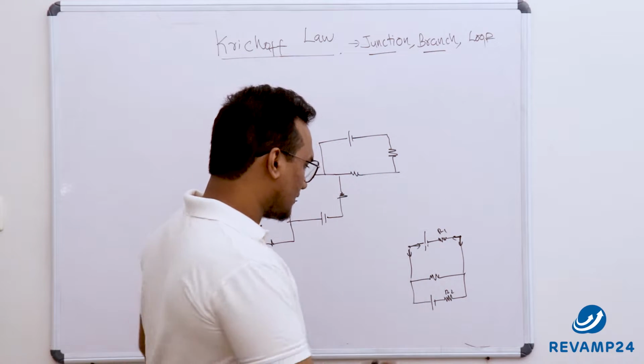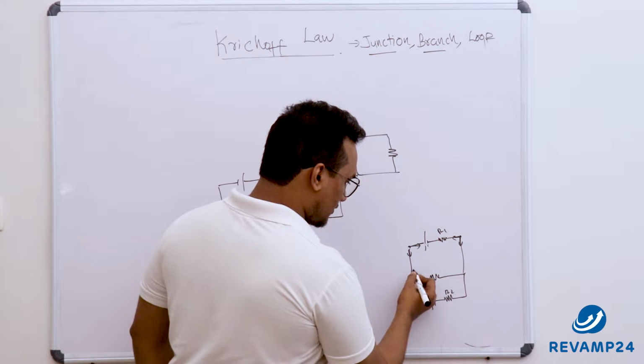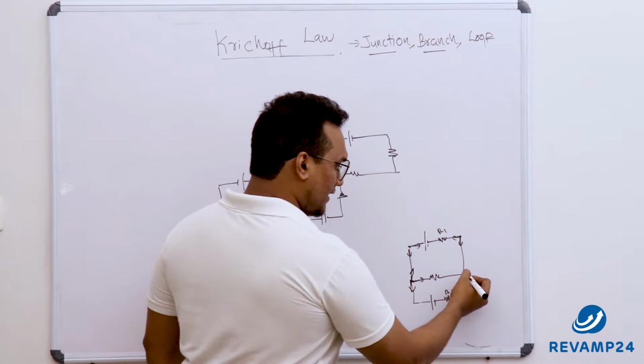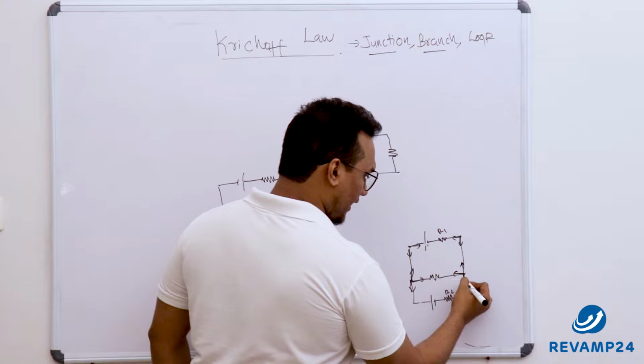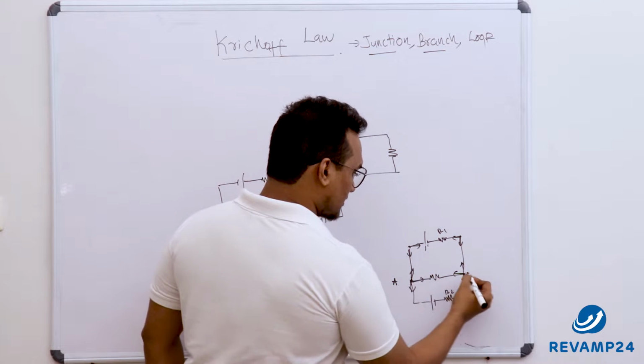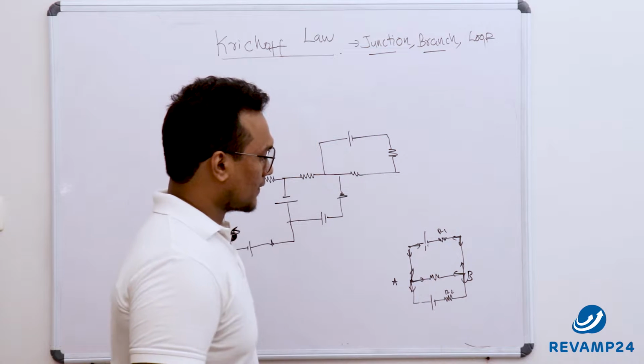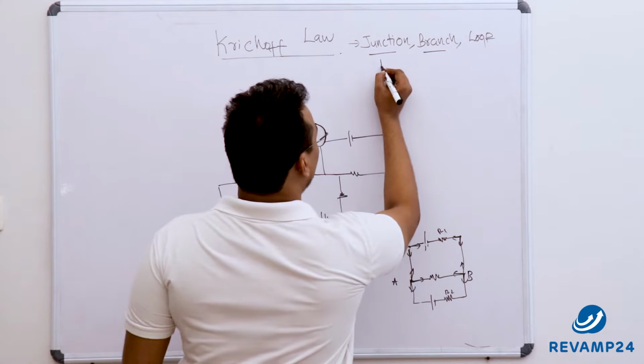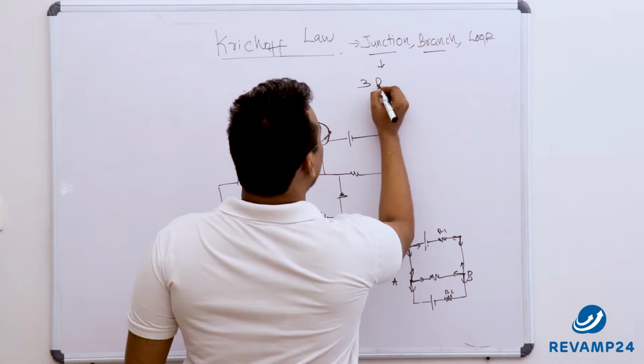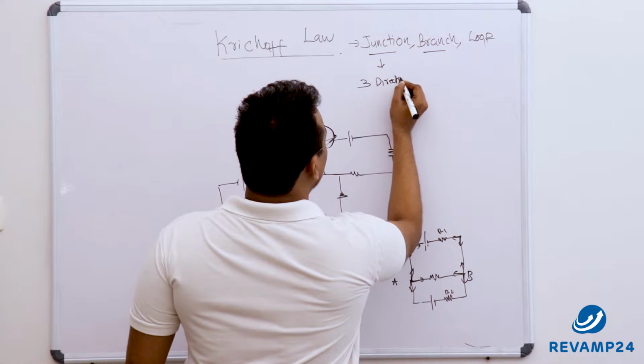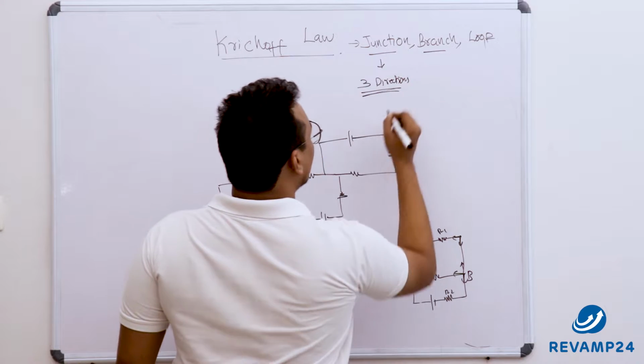But what about at this point? Three directions are possible, right? Here also, three directions are possible, right? So these two are junctions A and B. So in a junction, what is the necessary condition? Three directions will be there.